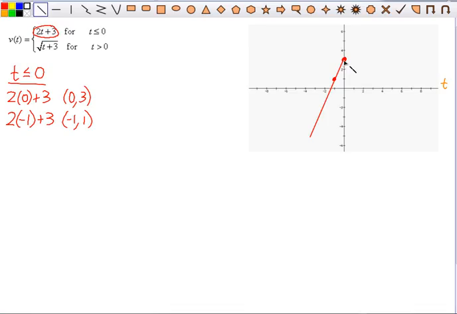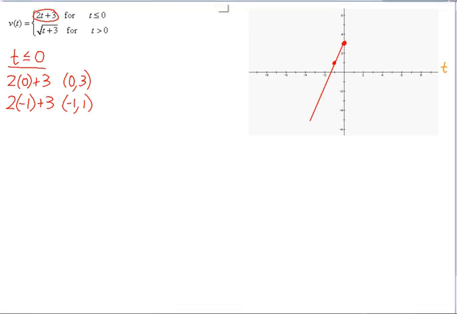Like that. And then put an arrow here showing it keeps on going further. Now we're done with that piece. Let's move on to the next piece. This one is t is greater than 0.